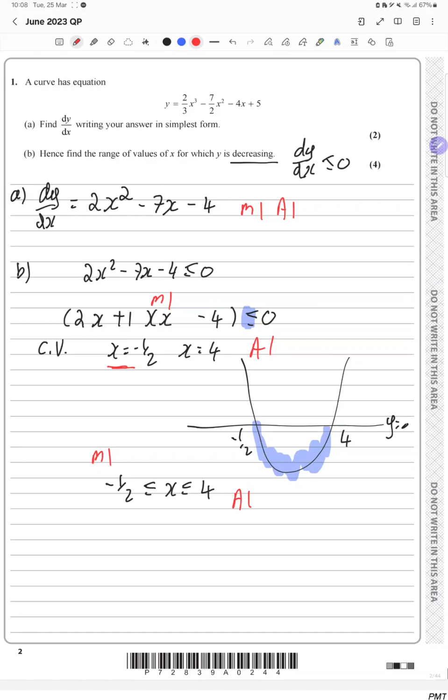You were allowed it as strict inequalities. You couldn't have a mix and match, and you could be funky and use set notation. I wouldn't bother because it has said range. I've used or equals to here for the inequalities because in the textbook that's what matches. Yeah, that's question 1.